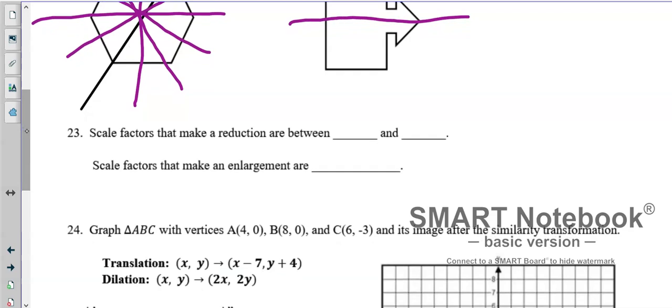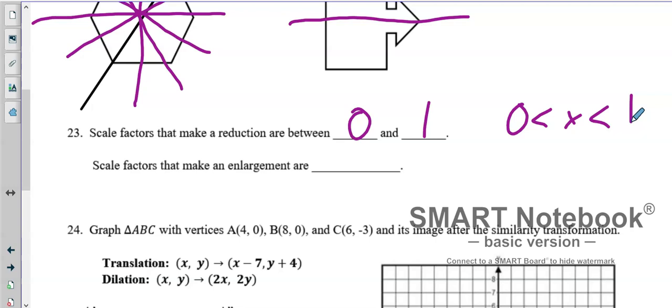Scale factors. If you're reducing something, you're going to multiply by a number between 0 and 1, not including 0, not including 1. Okay? In other words, in algebra, it would look like this. Not less than or equal. I didn't mean to do that. Because it does not include 1 and 0. Because if you multiply something by 0, it goes bye-bye. If you multiply by 1, it's going to be the same thing. So reduction is a fraction in between those two.